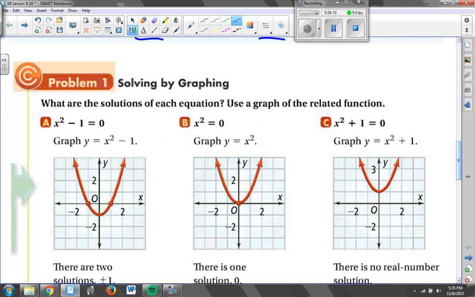Here they're asking us, what are the solutions of each of these equations? Use a graph of the related function. So when we see x squared minus 1, we graph y equals x squared minus 1. That graph looks like this if we made a table of values. A 0 in for x means negative 1 in the y. 1 in the x means 0. Negative 1 also means 0, and so on, and there's our function right there.